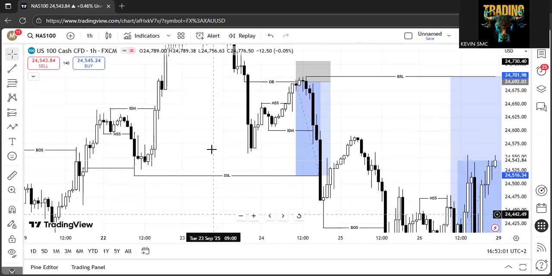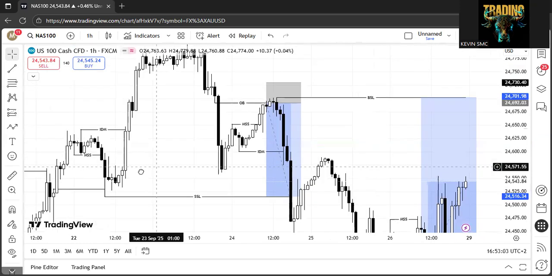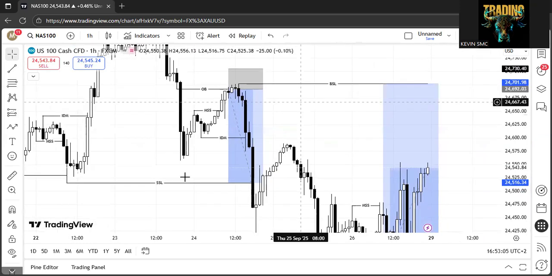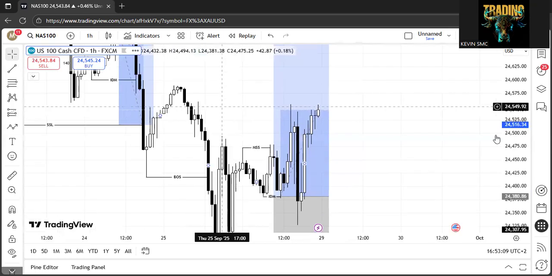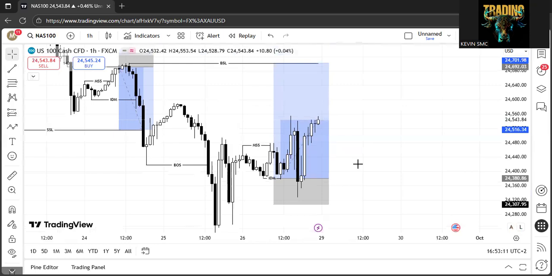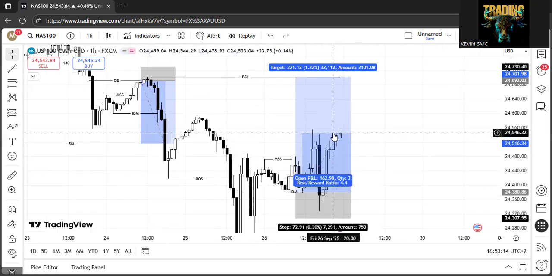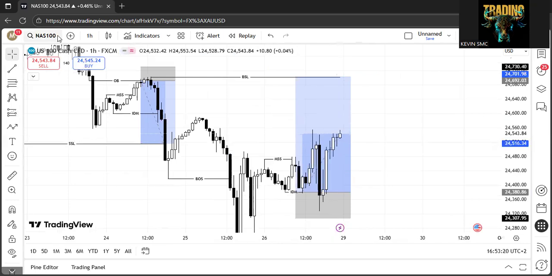So this is how Nasdaq was the previous week. This is how it was, and this is where we are currently at, currently at 160 pips, therefore 3k per entry.